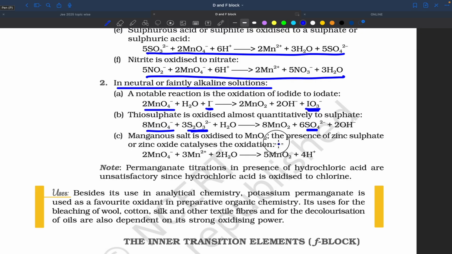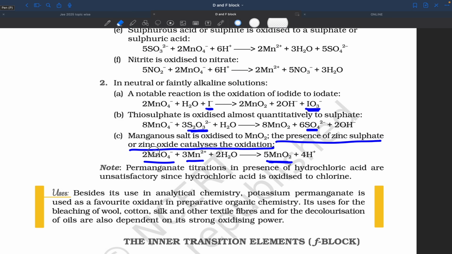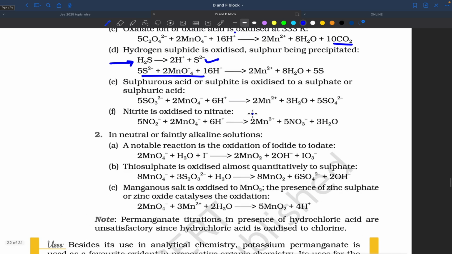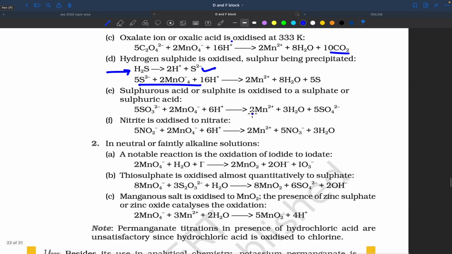So the presence of zinc sulfate or zinc oxide catalyzes the oxidation reaction. MnO4 minus and Mn plus 2 both will convert into MnO2. Right? So these are the chemical reactions. You are asked to write these reactions once again. ఇక్కడ వీటికి ఉన్న రేషియో అడుగుతాడమ్మా. 5:2. ఇది కూడా 5:2.